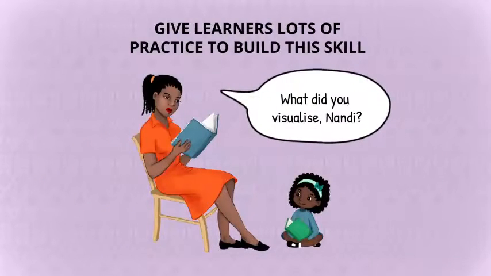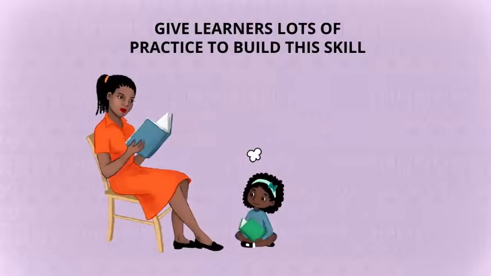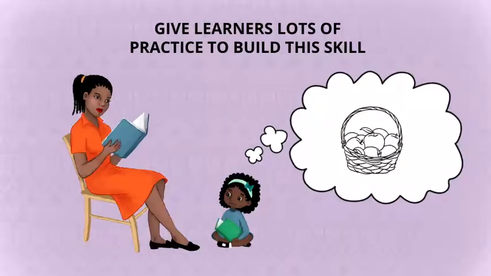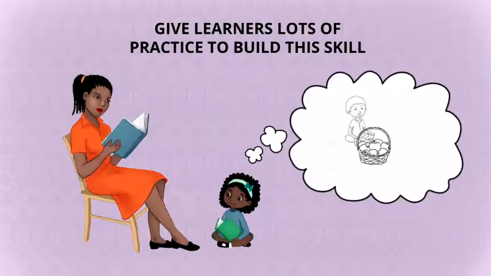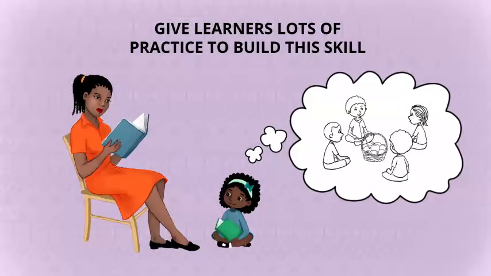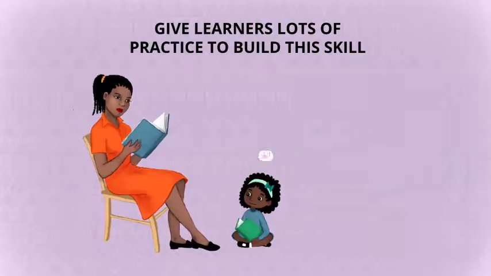What did you visualize, Nandi? I visualized Selo's apples in a basket. He puts the basket in the middle. He and his friends sit around the basket. Then Selo shares out the apples, just like in your movie.